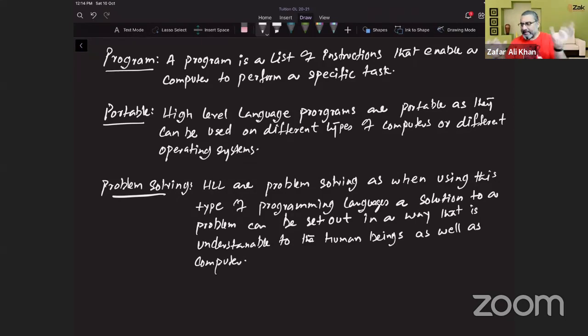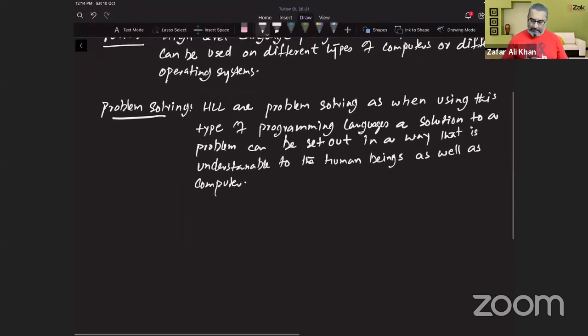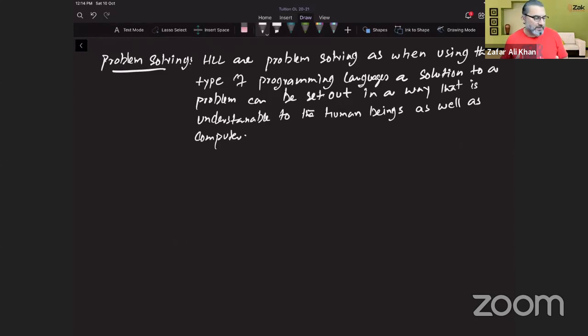So simply it means that we have got a problem, we wrote a computer program for it, and that program is understood by us as well, and through the high-level language compiler or interpreter it is understandable to the microprocessor as well. So this is a situation where we use problem solving with high-level languages and computers do the task as we require it. And then comes translation.